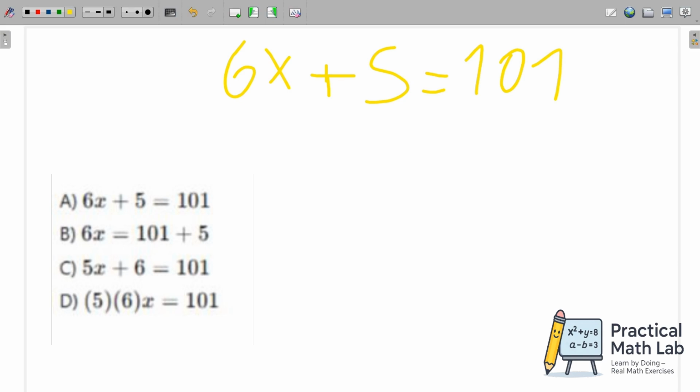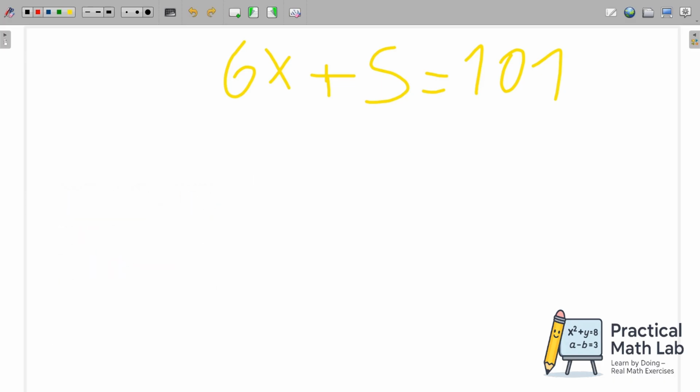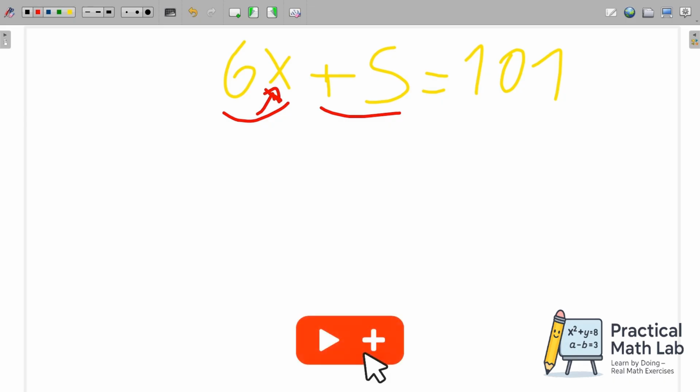Simple. It's just a matter of interpretation. 5 more than 6 times the number. So you're adding 5 here to 6 times a certain number, which you don't know what it is, which is x. In this case, it's letter A that represents this equation. Let's not get confused and interpret it another way. Now let's move on to question 3.